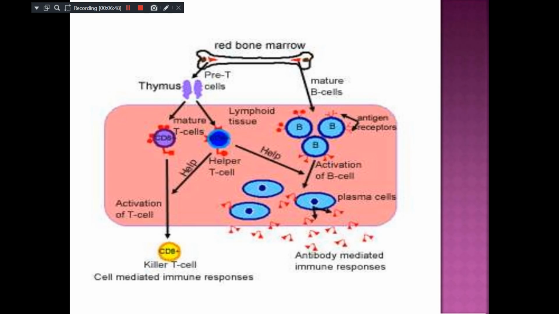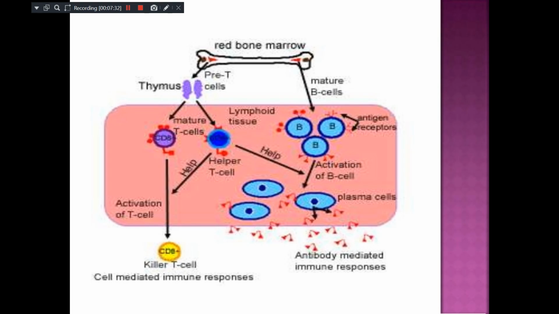Now there are two ways, and they are interconnected, that you have to see. The mature B cells are developed into the plasma cells or antibody cells, because mature B lymphocytes have antigen receptors on them. When the antigen binds on the receptor site of the B lymphocyte, activation of the B cell takes place. This activation produces the plasma cells. These plasma cells produce what is known as the antibodies.